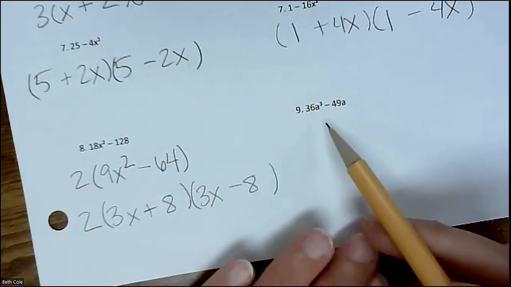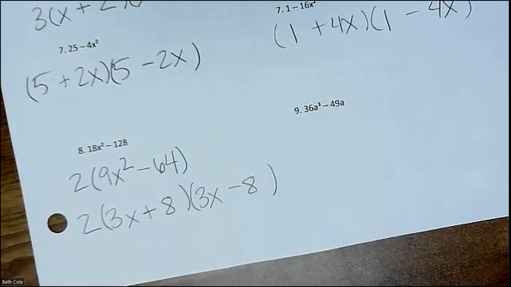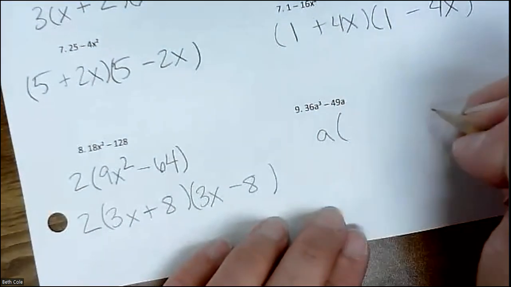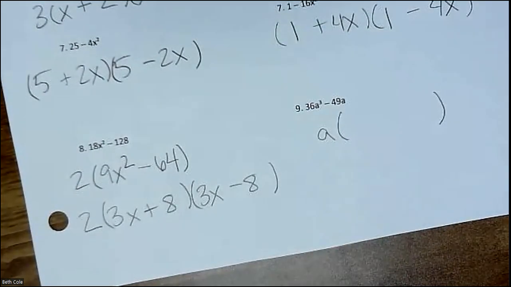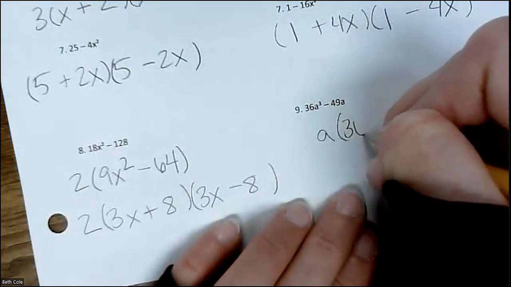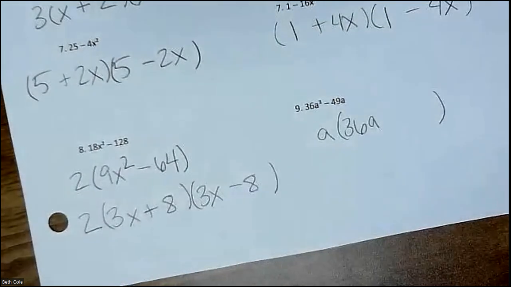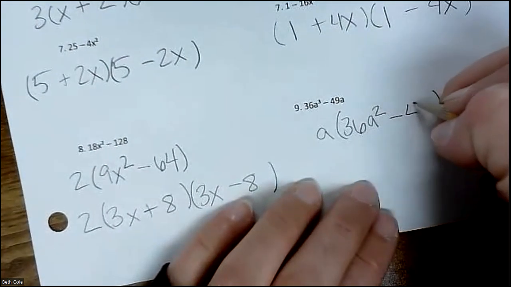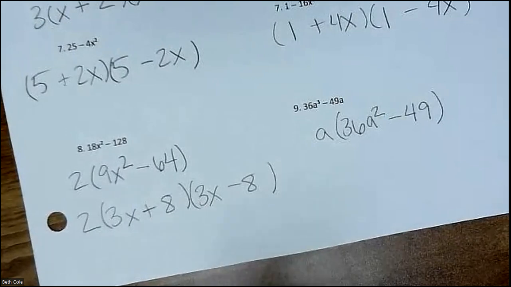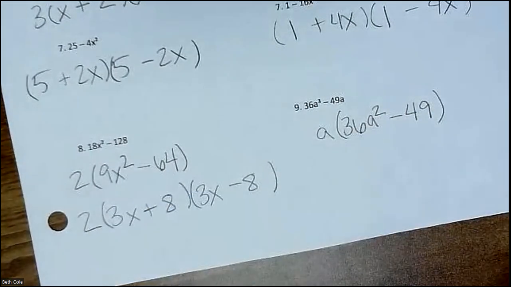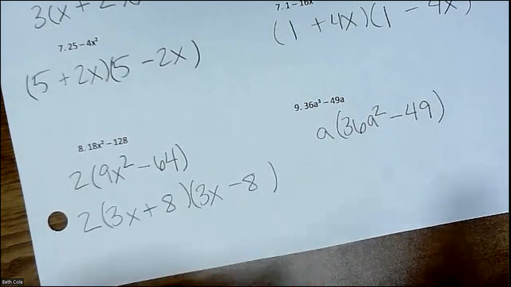Perfect. All right. What do these share in common? What have they both got? I heard somebody say A. They both have A. If you divide an A out of them, you would be left with 36A to the what? Second, minus 49. Your big clue is 36 and 49. Are you focusing for me? You need to, because that quiz was rough.